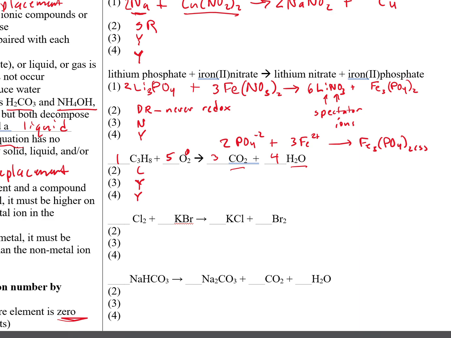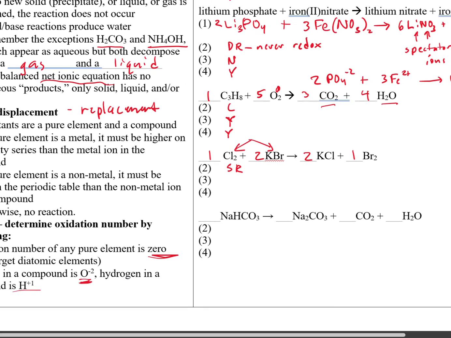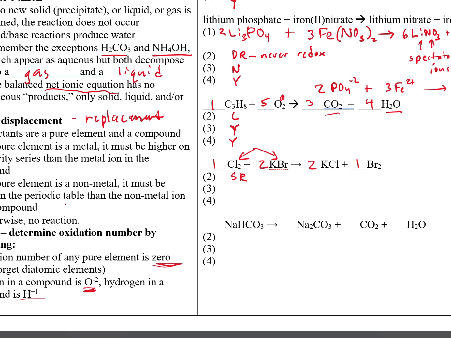Okay, this next one, we need to balance. I think that fixes it. So this is a single replacement. This time we have a non-metal trying to replace another non-metal. And our rule is that it must be higher on the periodic table than the non-metal ion in the compound. So is chlorine the pure element above bromine? Yes. So it is a redox, and yes, it happens.